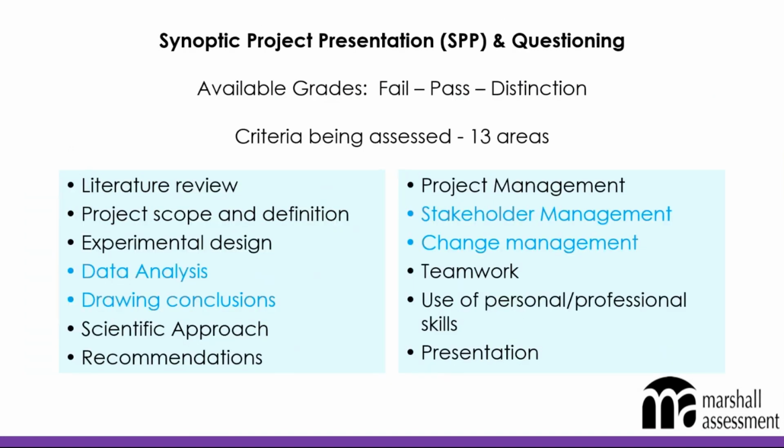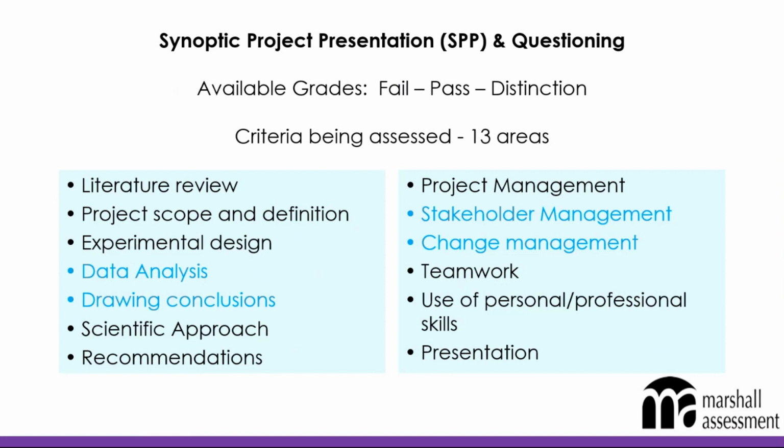so as I mentioned before, the possible grades are fail, pass, distinction. There are 13 different areas that are being assessed during the presentation and questioning element, from your literature review, the experimental design, data analysis. You need to make sure, and this is in a highlighted color, please make sure that there is some data that you have analyzed within your project. If there is no data, you cannot pass your endpoint assessment.